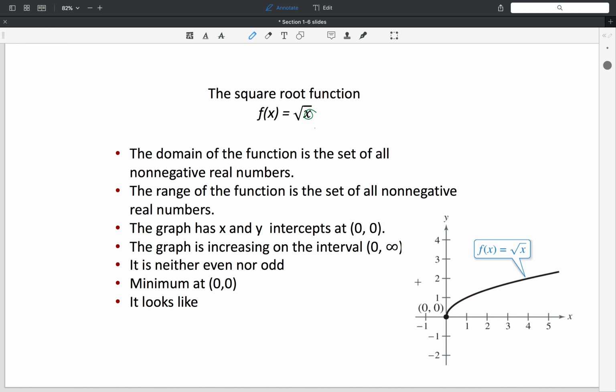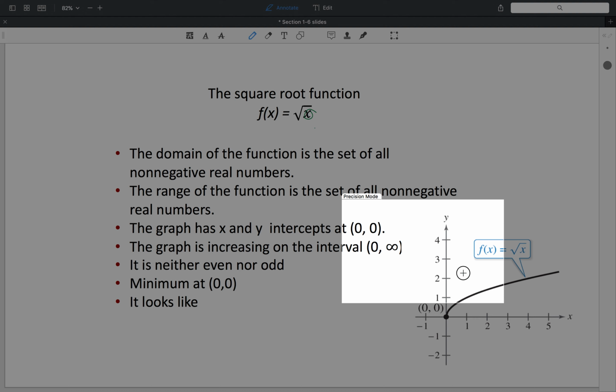The range is going to be the set of all non-negative numbers. This graph keeps going up, and eventually it's going to hit every number. So the range is the set of all non-negative reals. The graph has intercepts at 0, 0, for x and y. The graph is increasing. If you notice, it's always going up, even though it goes up slowly.